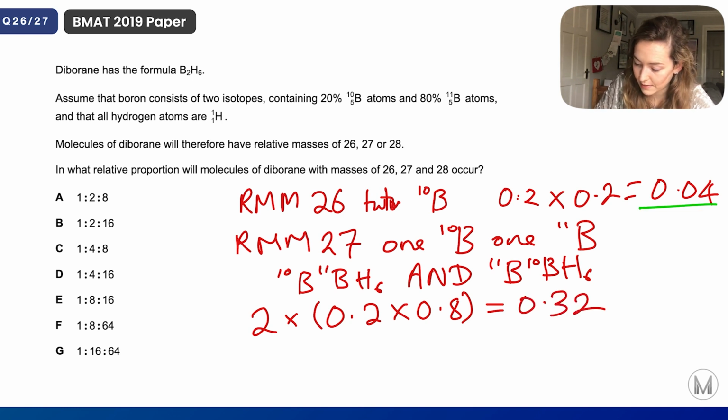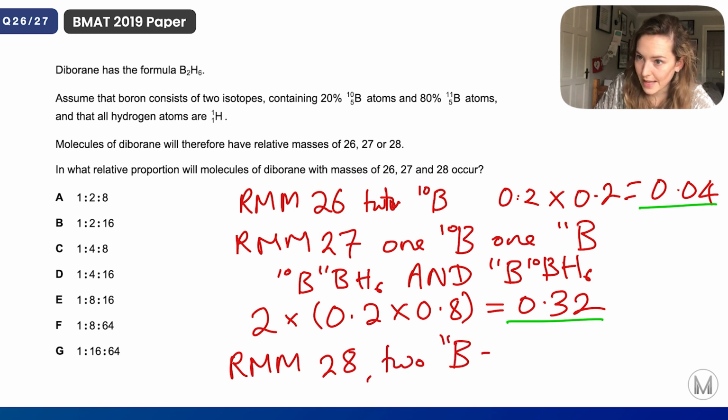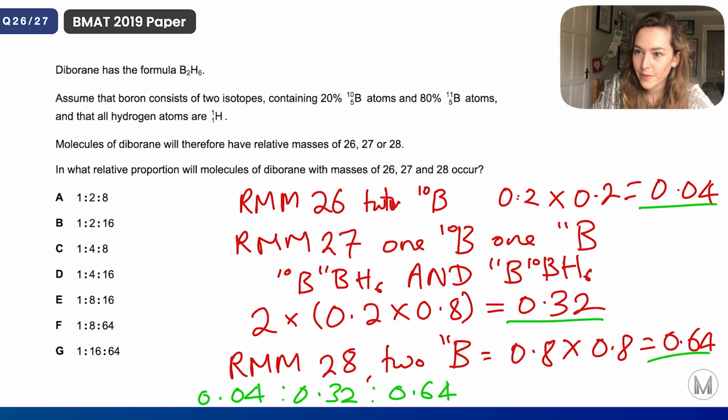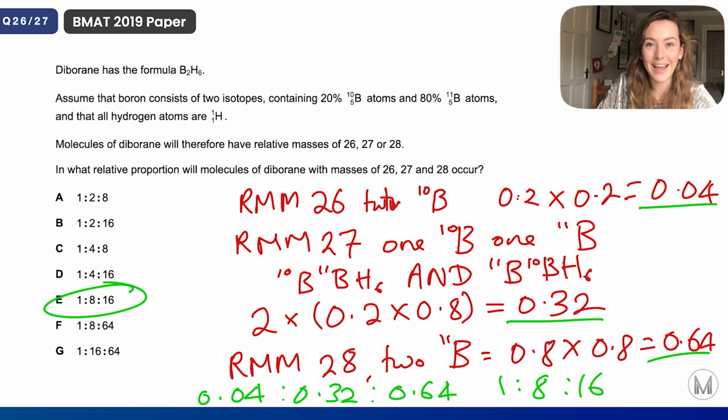So I'll underline these probabilities as I calculate them. And then finally, if we've got an RMM of 28, that's going to be made up of 2 boron-11s. So that's going to be 0.8 times 0.8, so that is 0.64. I can then create a ratio using this information. So that is 0.04 to 0.32 to 0.64. And then I can simplify this quite easily to 1 to 8 to 16. Therefore, my answer is E.